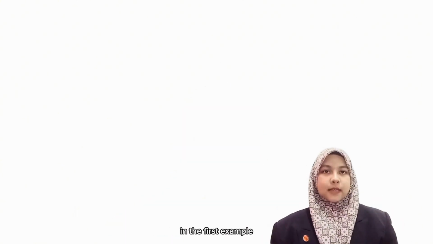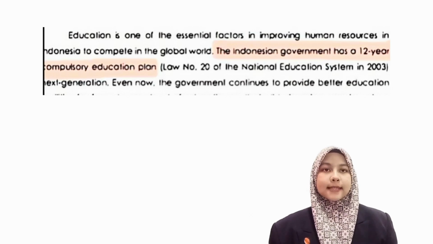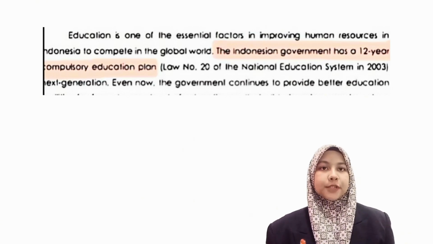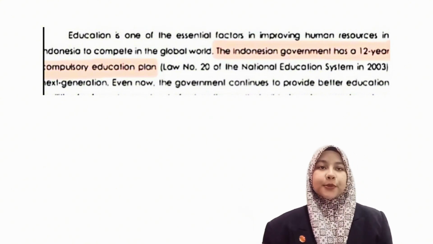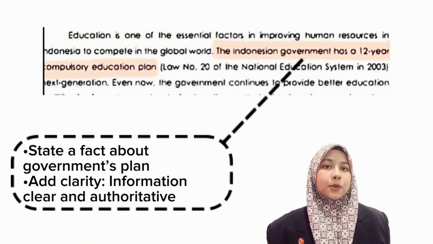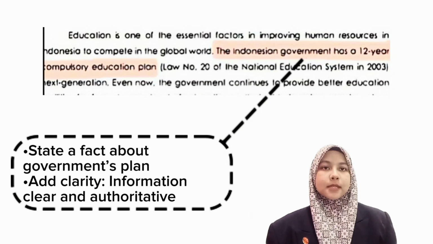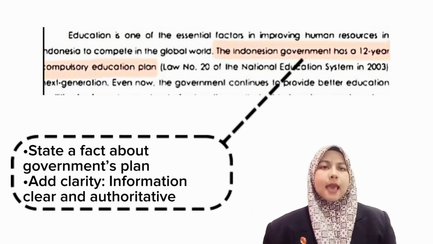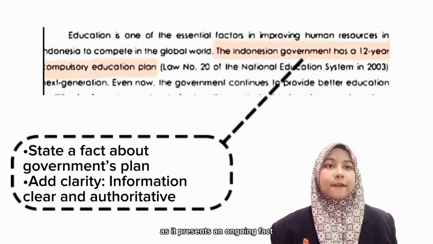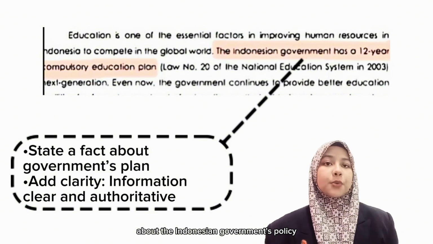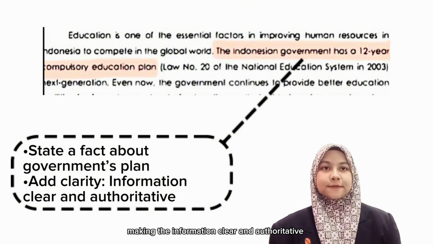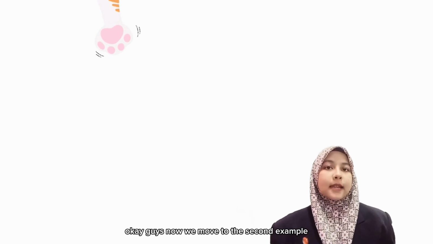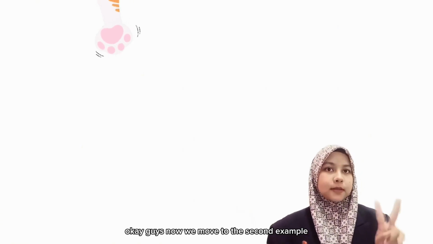In the first example, the Indonesian government has a 12-year compulsory education plan. The verb "has" is in the simple present tense, used to state a fact about the government's plan. This example serves to add clarity, as it presents an ongoing fact about the Indonesian government's policy, making the information clear and authoritative. Okay guys, now we move to the second example.